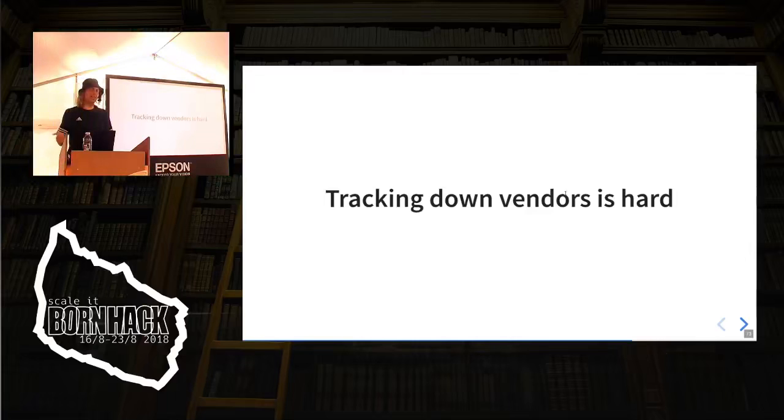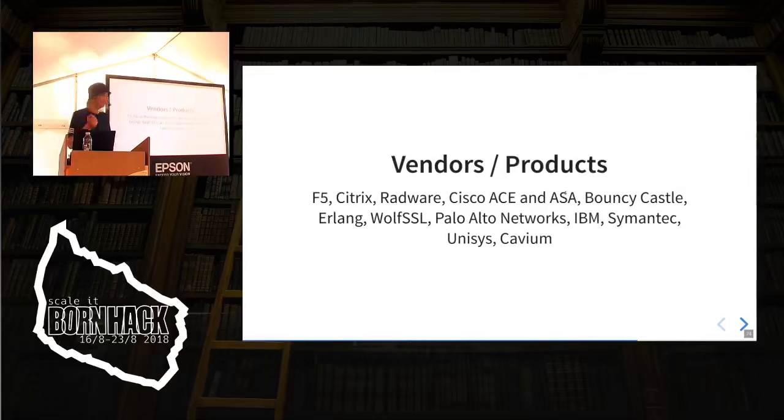But eventually I found enough people who were running vulnerable servers who told me, so that we could find a few vendors. So we learned that F5 was vulnerable, Citrix, Radware, Cisco. Cisco has two different products that were vulnerable. Then we tested, of course, all kinds of open source libraries. We found that Bouncy Castle is vulnerable, Erlang, Wolf SSL. Then the others only came out after we published it.